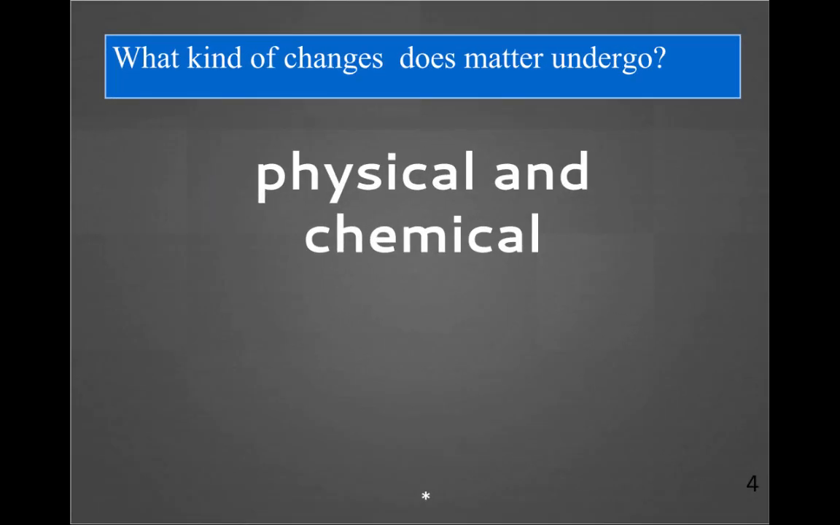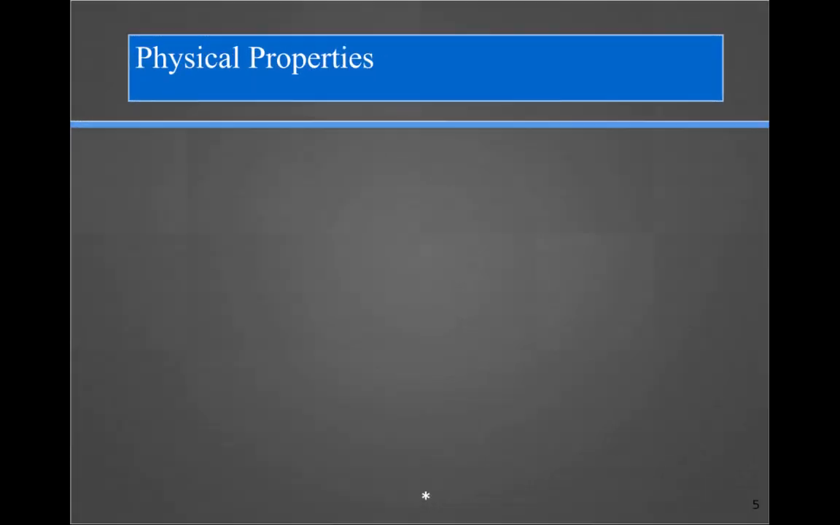So what kind of changes does matter undergo? Physical and chemical. So let's look at the kinds of changes that matter undergoes. The following is a list of physical properties. You're going to want to copy the list and leave space in between each one. So put each on an individual line or skip lines in between so that you can write the definitions.